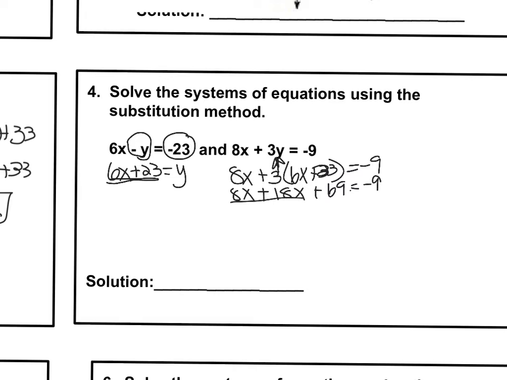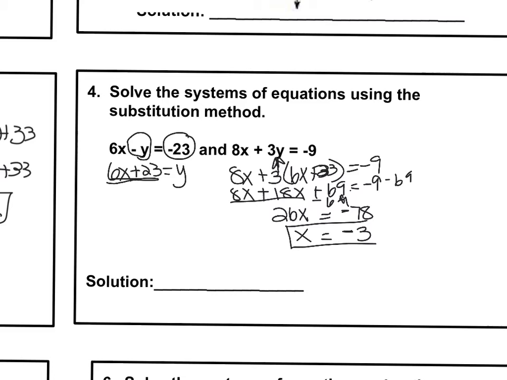And combine your like terms. 18x and 8x is 26x. And I'm going to subtract 69 from both sides. So 26x equals negative 78. And if you divide by 26, you would get negative 3.